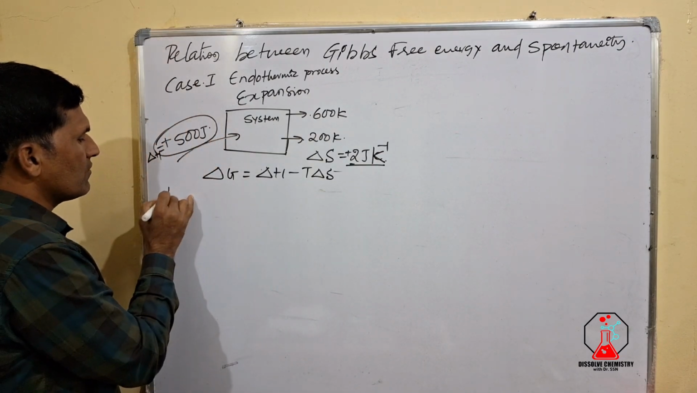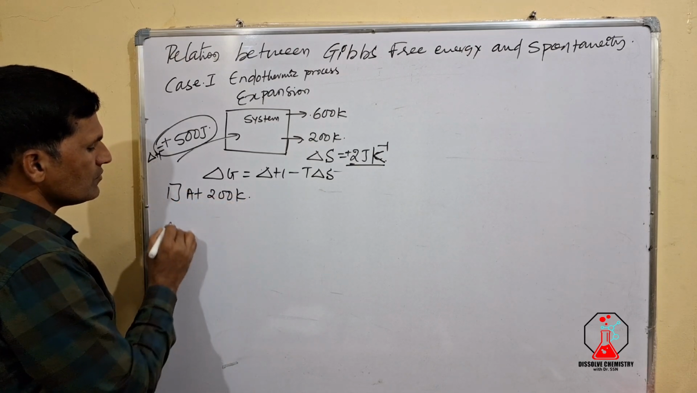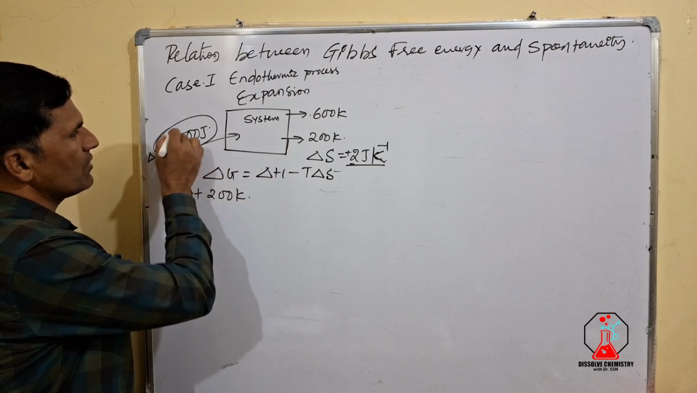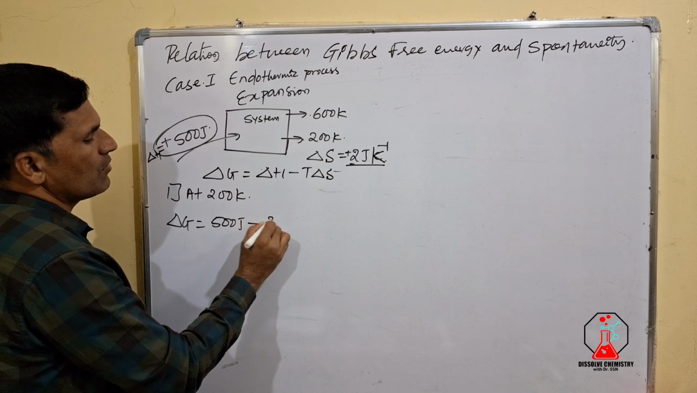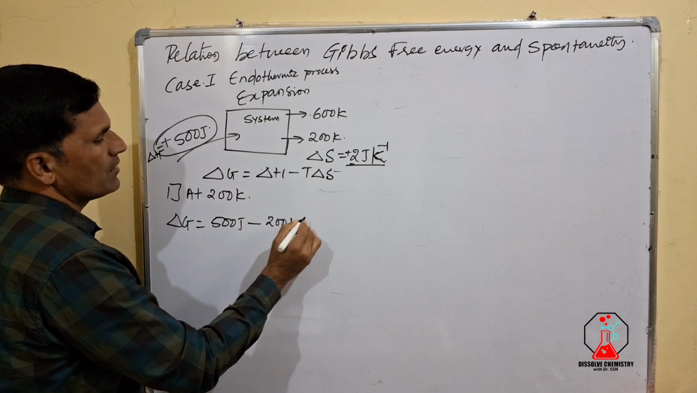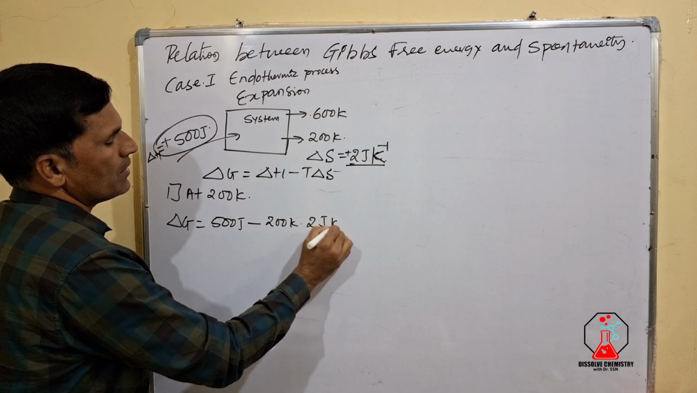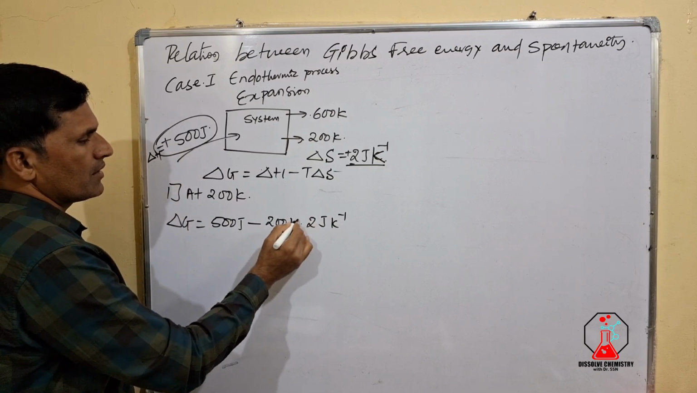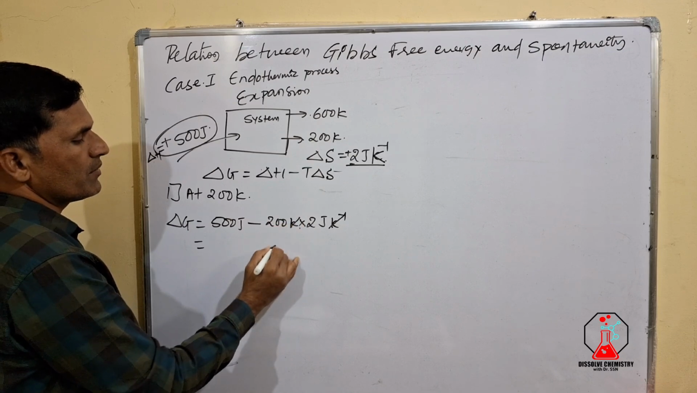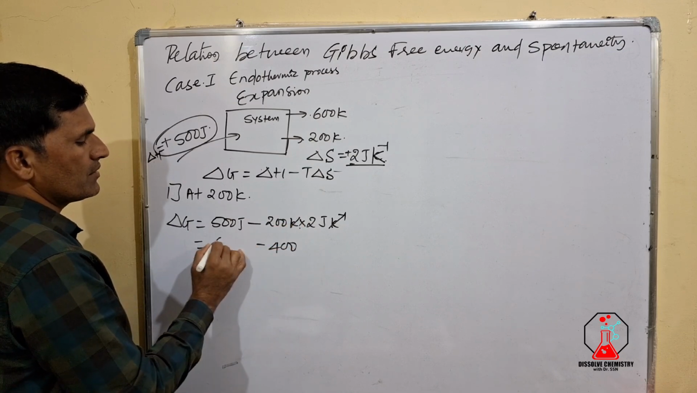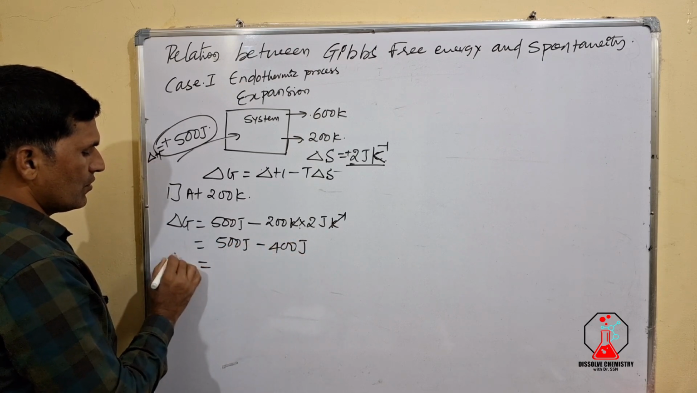So now let us calculate. First we will calculate at 200 Kelvin. Therefore delta G is equal to, already we know delta H is 500 joules, minus T, which is 200 Kelvin, times delta S, which is 2 joule per Kelvin. Kelvin per Kelvin cancels. So what remains is 200 into 2, which becomes 400. Minus, and it is 500 joules. It turns out to be how much?